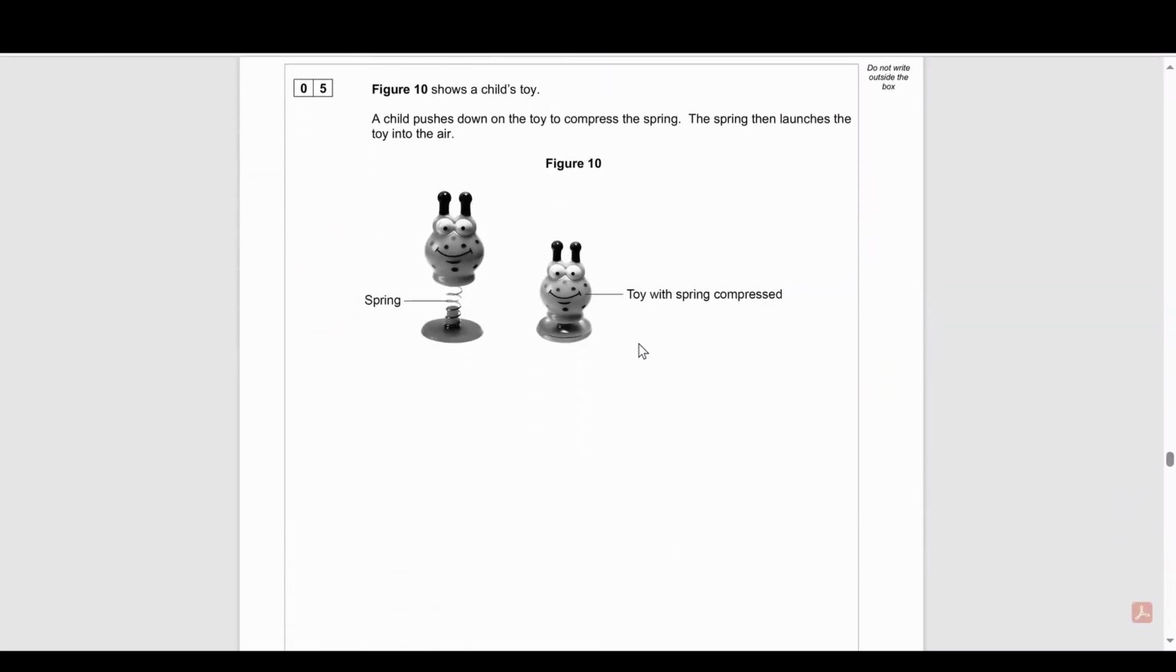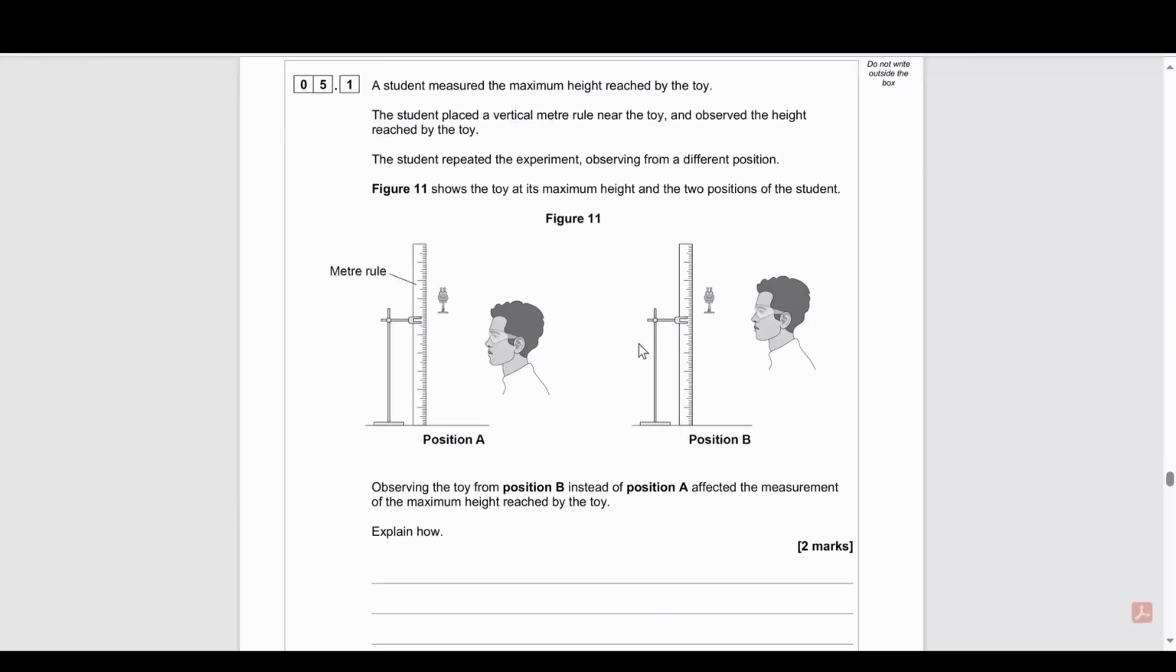Question 5. Figure 10 shows a child's toy. A child pushes down on the toy to compress the spring. The spring then launches the toy into the air. 5.1. A student measured the maximum height reached by the toy. The student placed a vertical meter rule near the toy and observed the height reached by the toy. The student repeated the experiment, observing from a different position. Figure 11 shows the toy at its maximum height and the two positions of the student.